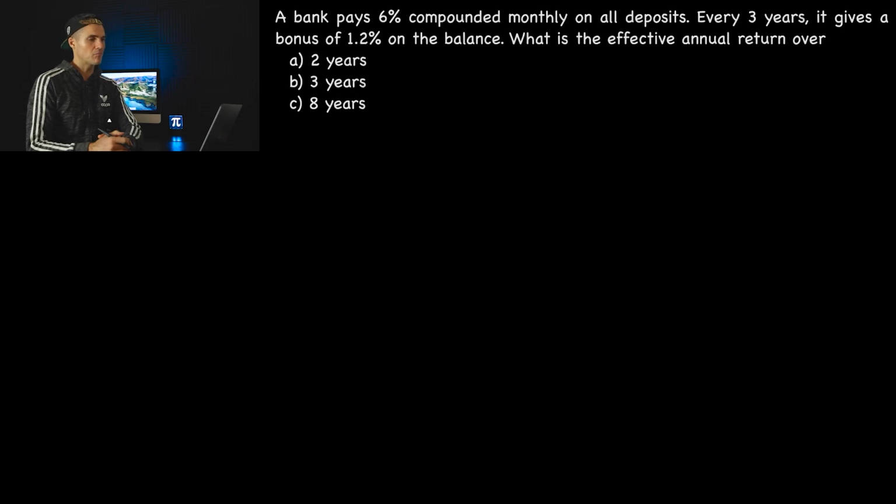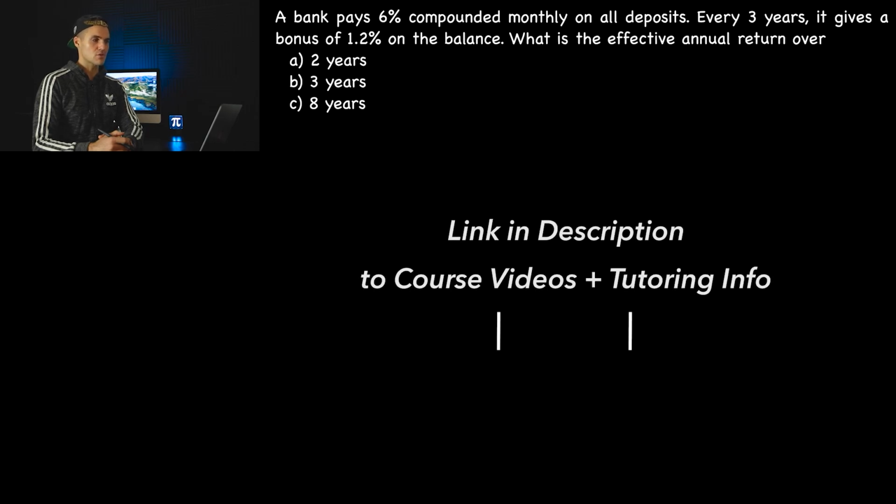And moving on to the next question, another time value of money question. So this one is going to be interesting. A bank pays 6% compounded monthly on all deposits. Every 3 years, it gives a bonus of 1.2% on the balance. What is the effective annual return over 2 years, 3 years, and 8 years?